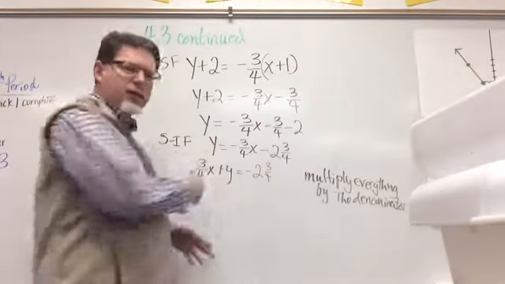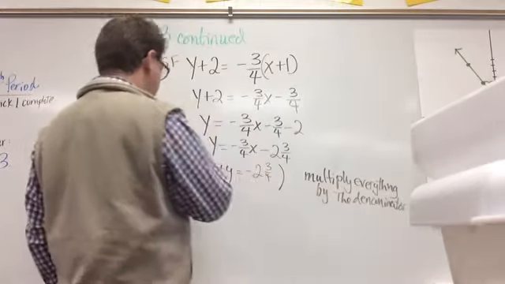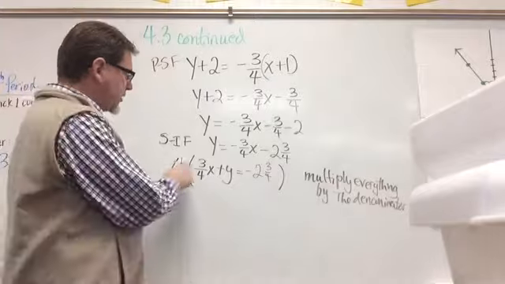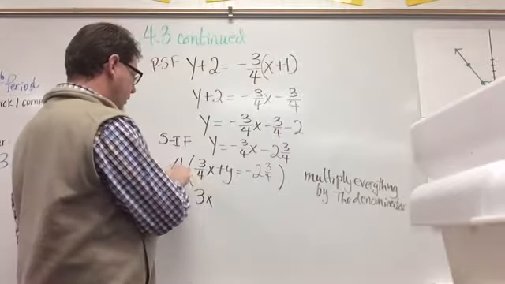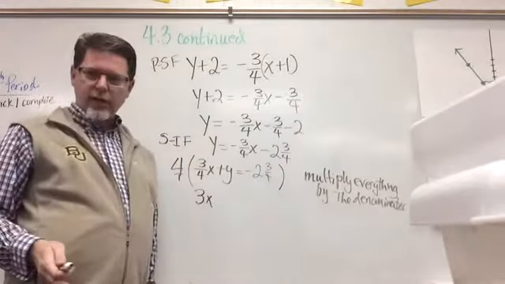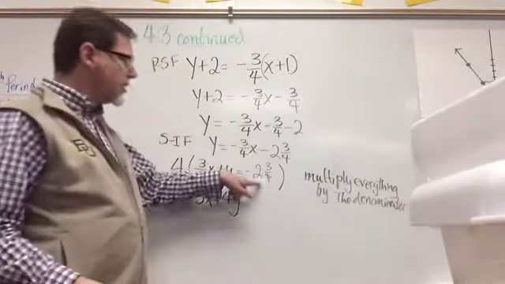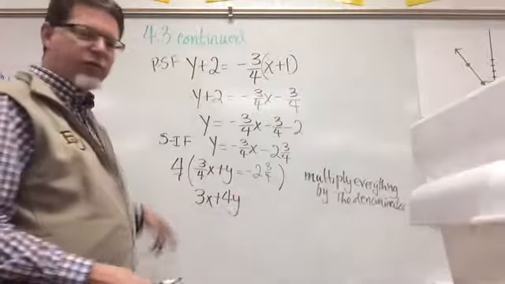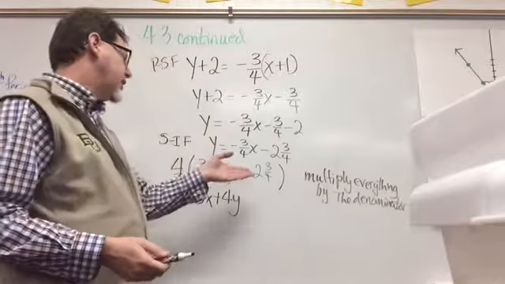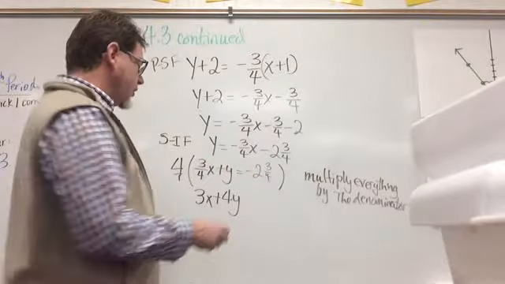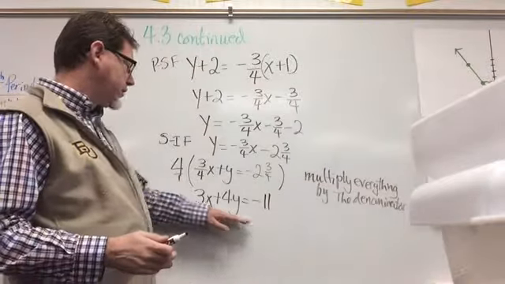Okay? I'm doing it on both sides, so it's still legal. So I'm going to multiply everything by 4. So 4 times 3/4 is simply 3x, because the 4's cancel out. And then 4 times 1 would be 4y. Here's the tricky part. I've got negative 2 and 3/4 times 4. So I could do that on my calculator, or I could quickly convert that to 11 over 4 and multiply negative 11 over 4 times 4, and that's just going to be equals negative 11.